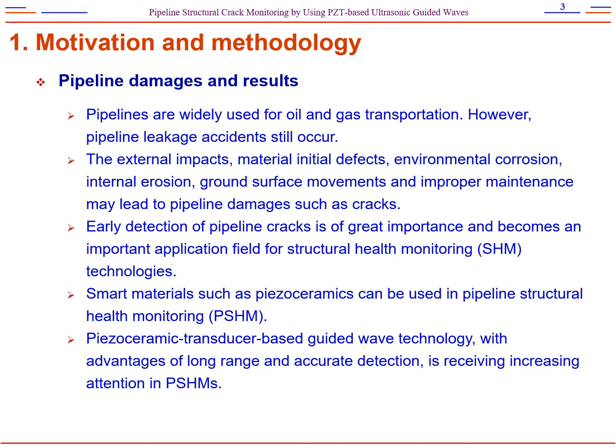Here is part 1, motivation and methodology, pipeline damages and their results. As we know, pipelines are widely used for oil and gas transportation. However, pipeline leakage accidents still occur in the world. The external impacts, material initial defects, environmental corrosion, internal erosion, ground surface movements, and improper maintenance may lead to pipeline damages such as cracks. So, early detection of pipeline cracks is of great importance and becomes an important application field for structural health monitoring technologies.